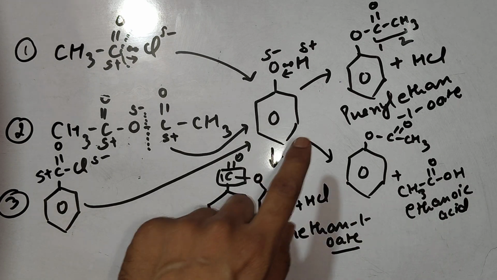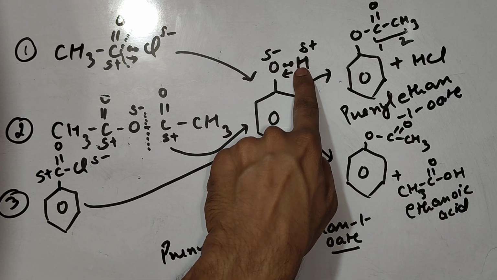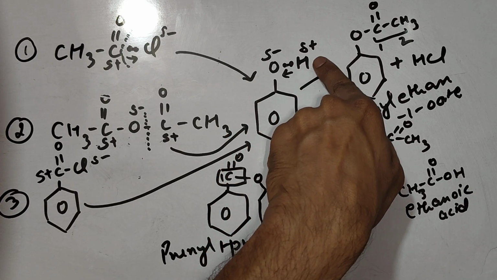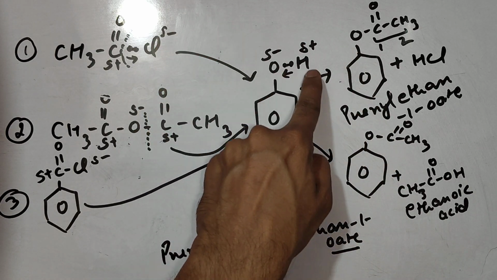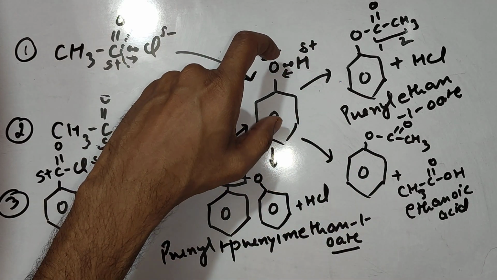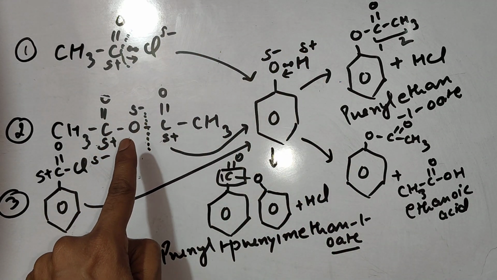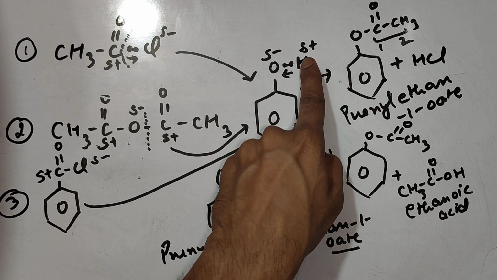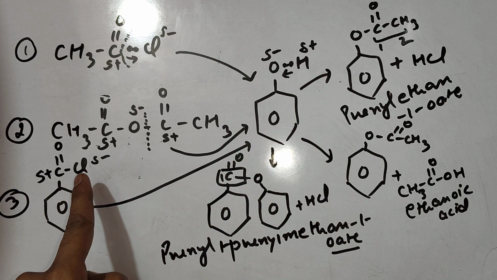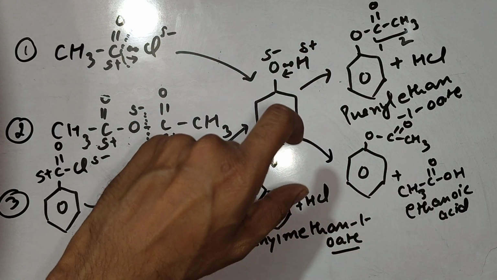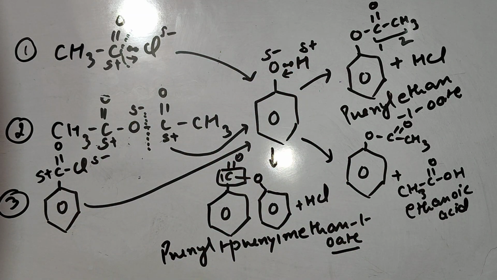So you can check in all these three reactions, phenol is losing H positive. This H positive is going to attack on Cl. Because phenol is releasing H positive, here phenol is working as an acid. Same here, this H positive is attacking on this oxygen. This H positive is attacking on this Cl. In all these three reactions, phenol is losing H positive, which means it is working as an acid.